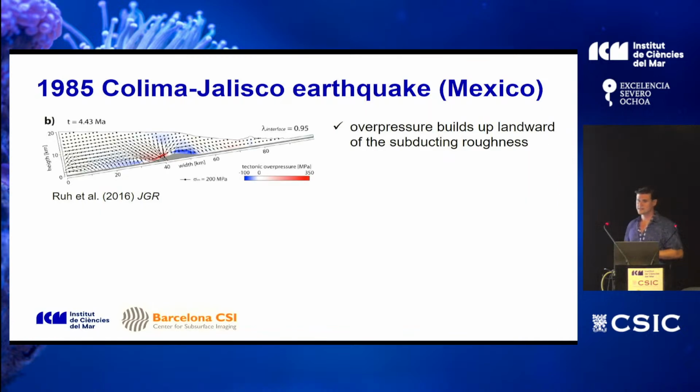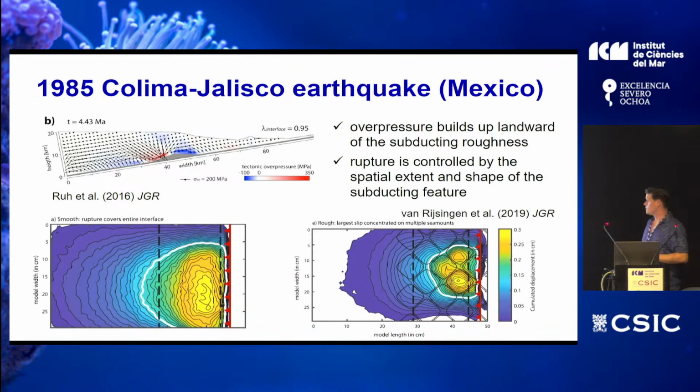Now, there are many studies that talk about these implications, how the subduction of rough topography would impact the friction of the upper plate with the downgoing plate. In summary, what they show is that in the leading flank of this topographic anomaly, overpressure builds up, which would promote the occurrence of confined earthquakes and confined ruptures. Interestingly, there are other studies that show that the rupture associated with these topographic anomalies is controlled by the spatial extent and shape of these subducting features.